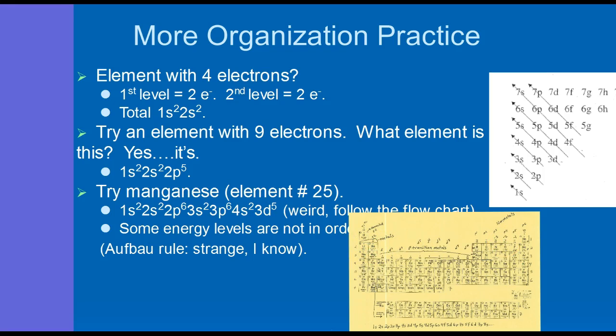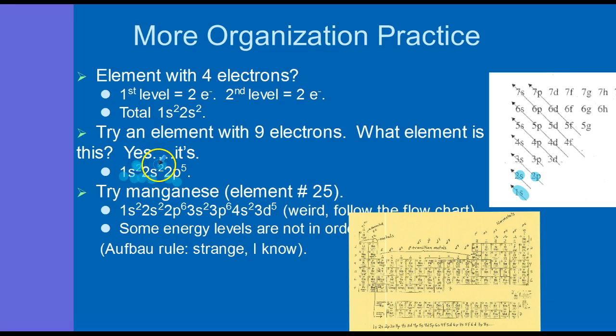So let's try another one. This one is an element with 9 electrons. We go to the 1s and we fill it up, 1s2, and then we move to the 2s. The s can hold a maximum of 2. Then we move to the 2p because that's next on our line, and we write 2p. And we have to add up to 9.